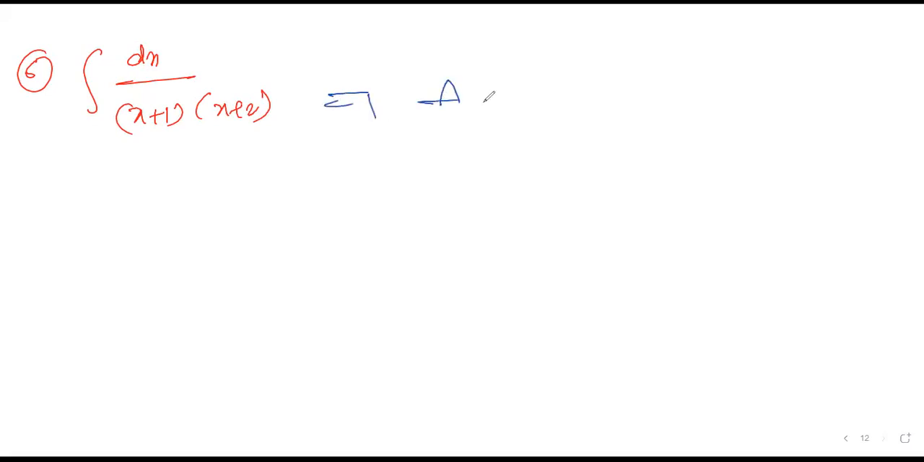Please continue that: A by x plus 1 plus B by x plus 2. Then you find A and B values. You'll get log modulus. Nothing is there in the issue. I don't want to waste our time now. Let us take it as homework.